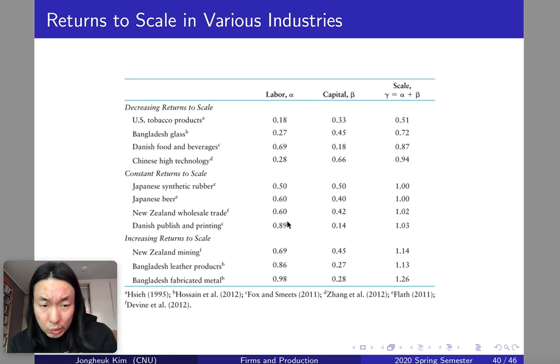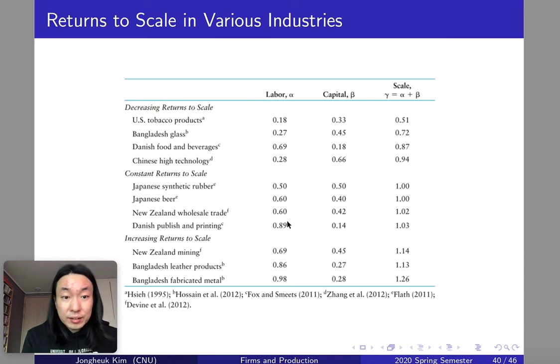How about Chinese high technology? Labor income share is less than 30%, and capital income share is 66%. So the summation of those two is a little bit smaller than 1. So we can say that it is slightly decreasing returns to scale. But the IT industry, like the Chinese high technology industry, is a capital intensive industry. So the capital income share is much larger than the labor income share. Pretty interesting.